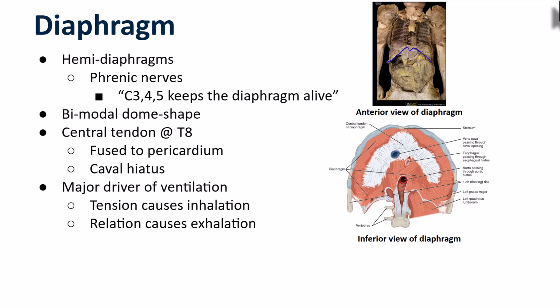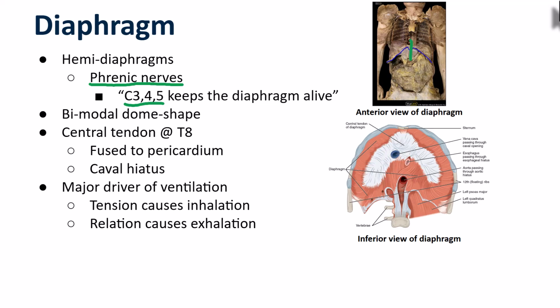It's probably best to conceptualize it as two hemidiaphragms, half of a diaphragm on each side. And that's because each side of the diaphragm is innervated by its own phrenic nerve. The phrenic nerves arise largely from the cervical plexus, a little bit from the brachial plexus, in that it has the spinal nerve roots of C3, 4, and 5. The mnemonic here is C3, 4, 5 keeps the diaphragm alive.